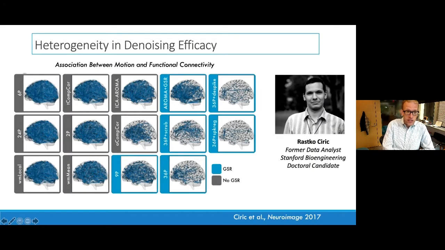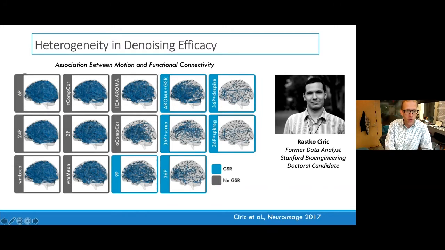Subsequently, because of the magnitude of this problem, we've put a ton of effort into figuring out how best to denoise data. I think probably the most important thing is how to better acquire data, but having acquired a lot of data as is, we put a lot of effort into how best to control motion artifact and denoise it. And work by an awesome data analyst, Rastko Ciric, who was a data analyst in the lab, is now Russ Poldrack's bioengineering graduate student at Stanford. He looked at 14 different pre-processing pipelines just to see how they did.